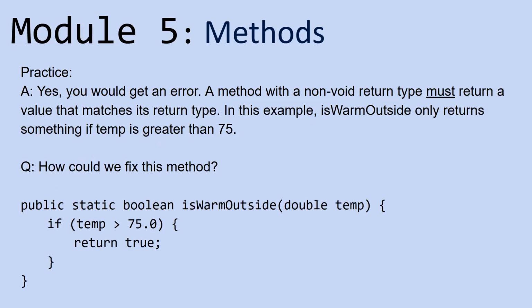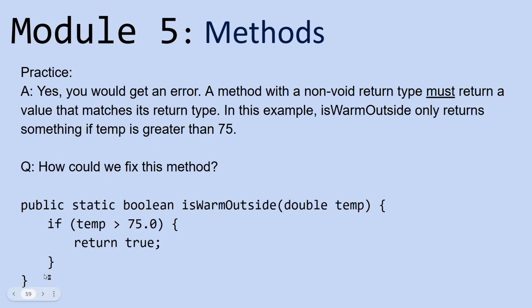All right. Yes, you would get an error. Any method with a non-void return type must return a value that matches its return type, right? So in this current example, isWarmOutside only returns something if the temperature is greater than 75. So if the temperature was less than 75, it doesn't return anything. And so you definitely get an error.